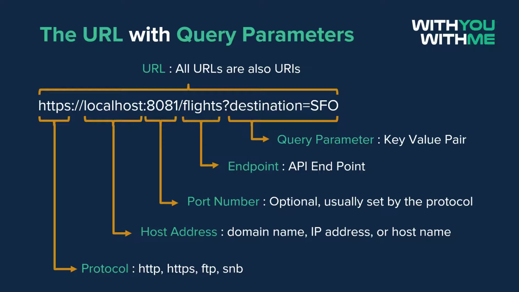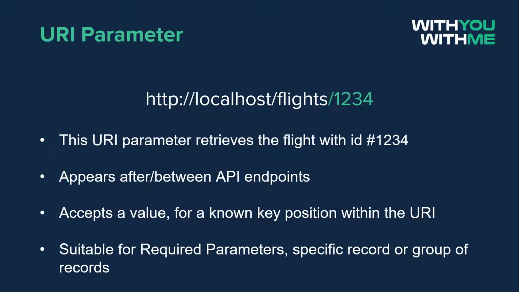After the question mark, the query string should be followed with key value pairs, where the key, in this case a destination airport, is separated from its value by an equal sign. With this example, we are looking for flights with a destination of San Francisco, or SFO.